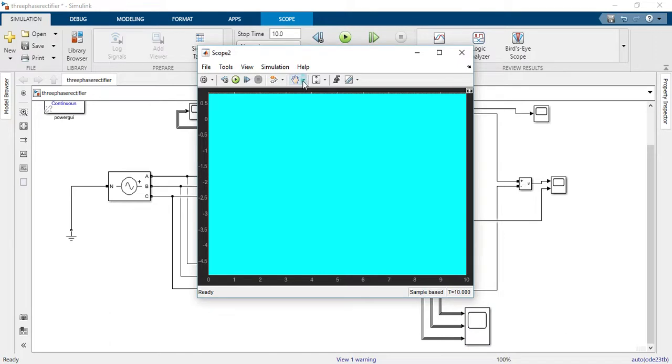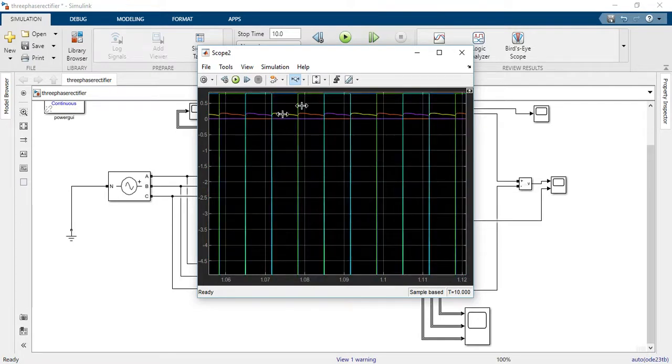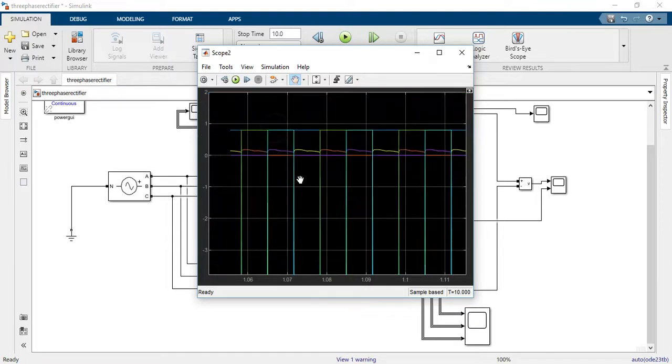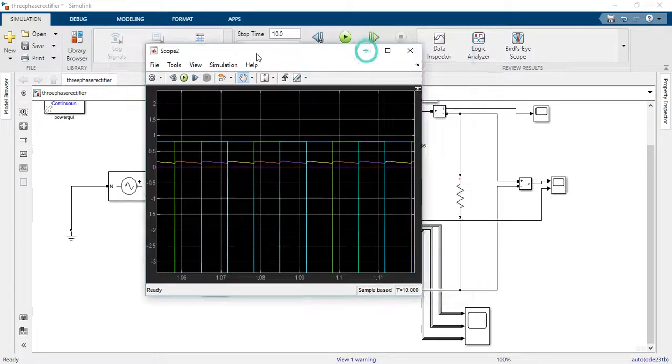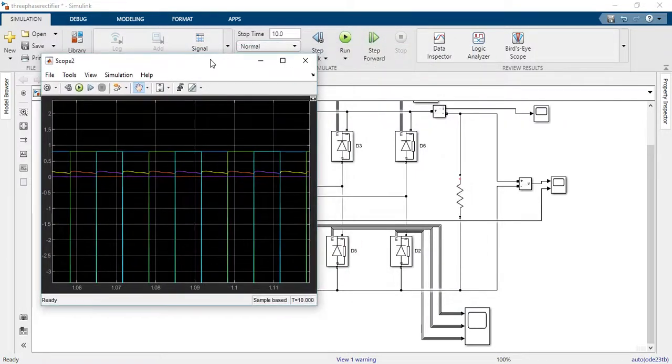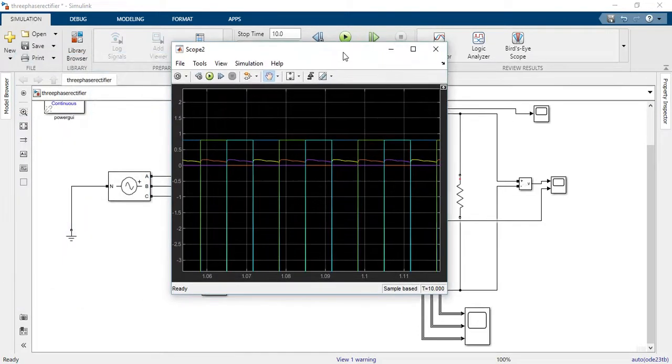So here you can see this is the switching. The 0.7 volts, as you already know, is the voltage drop of the diode. Here you can see D4, D5 and D2. So this is the diode switching on and off.